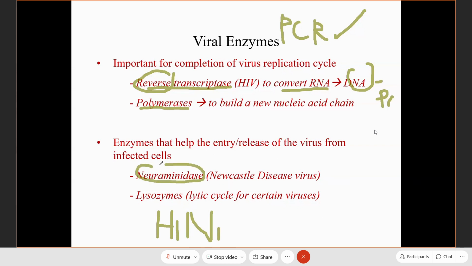Neuraminidase. It's not only for Newcastle, also for flu virus. H stands for hemagglutinin. It's also another protein enzyme. Hemagglutinin neuraminidase. So neuraminidase is actually on the virus itself and determines the classification of the virus. Lysozyme. This one is important for the destruction of the cell so that the cell will release the virus.